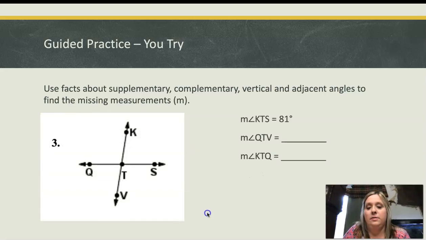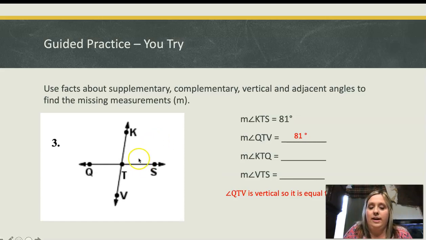For this next one, if the measurement of KTS is 81 degrees, what are the measurements of these angles and how do we know? KTS is here, so our vertical is QTV. What would that be, Caleb? Right, it's 81 because it's a vertical angle. We don't even need to solve for it or try to measure it.